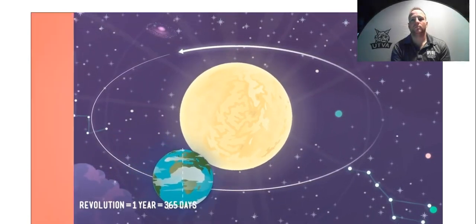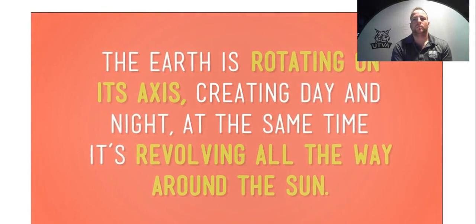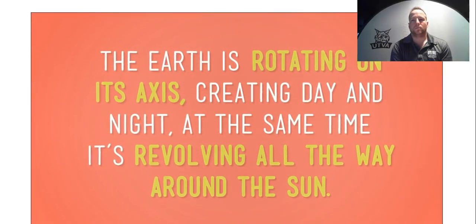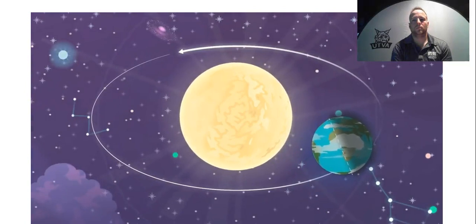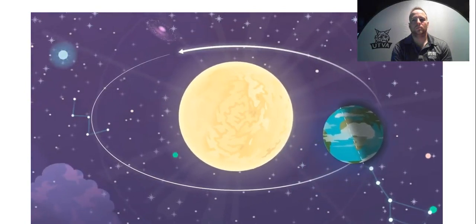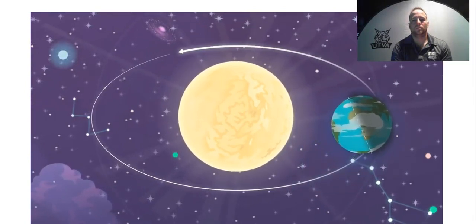So have you got all of this so far? The Earth is rotating on its axis, creating day and night, and at the same time, it's revolving all the way around the sun. Now here's the thing. As the Earth is both rotating and revolving, it's not sitting straight up and down. Its axis is actually tilted, just a little. It's not all that much, but this tilt causes one part of the Earth to lean towards the sun, while another part of it is leaning away. This means that different parts of our planet's surface get different amounts of sunlight and heat.